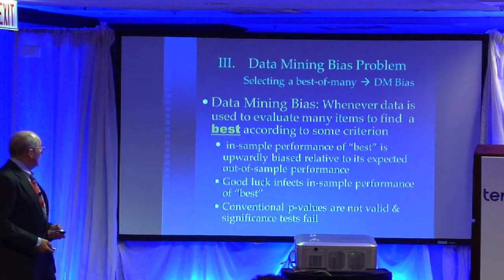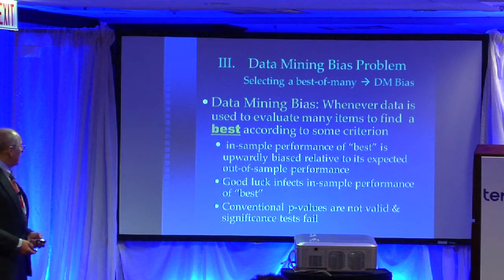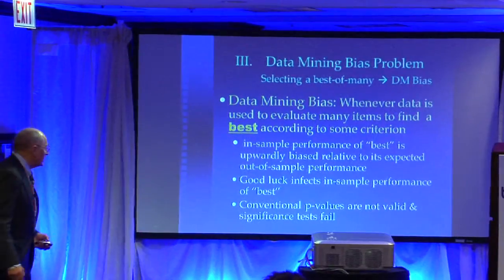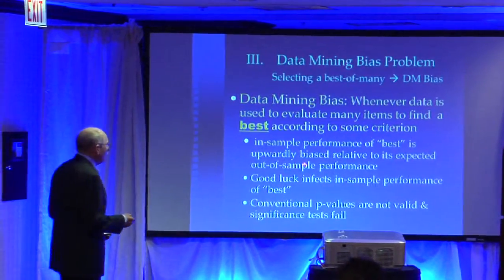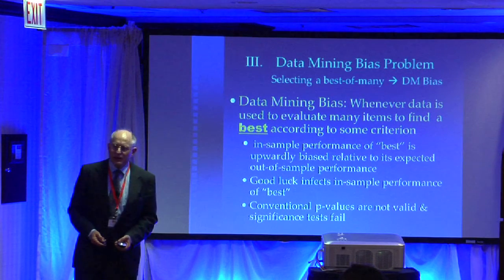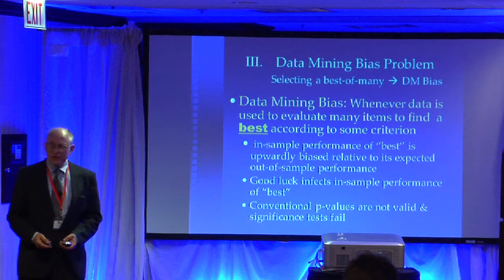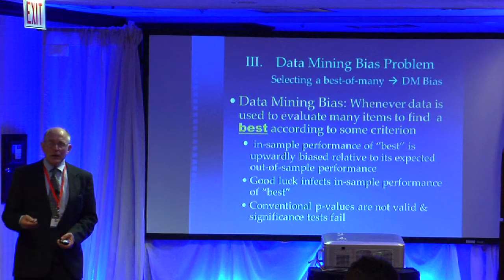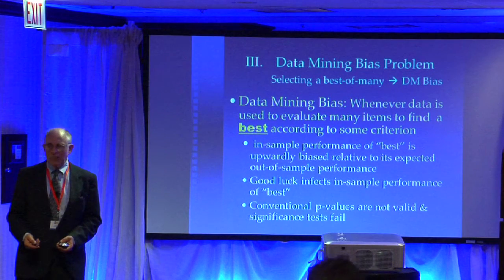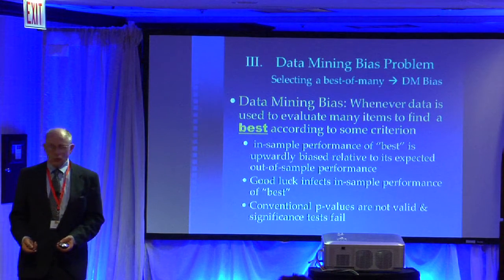So what's the data mining bias problem? Whenever you use a body of data to evaluate many items to find a best according to some criteria, the in-sample performance of that best is upwardly biased. In other words, it's better than it's going to do if you expose it to new data. And as a result of this, applying a traditional significance test fails. You'll wind up rejecting the null hypothesis far more frequently than your alpha value says you should.